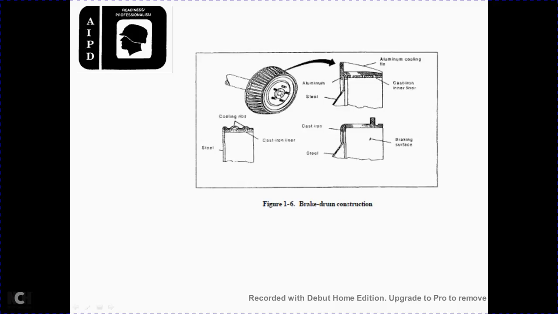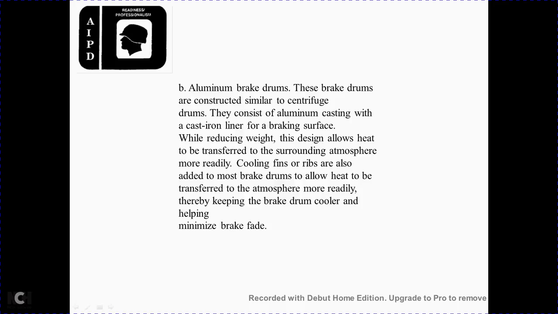1-6, cooling rib steel with a cast iron liner, aluminum steel, aluminum cooling cast iron liner with a steel cast iron braking surface. Aluminum brake drum. The aluminum brake drum is similar in construction to the centrifuse, with a cast iron liner forming the braking surface to reduce the weight. The design allows heat to be transferred to the surrounding atmosphere more rapidly. Cooling fins and ribs are also added to most brake drums to allow heat to transfer to the atmosphere more rapidly, thereby keeping the brake drum cooler and helping minimize brake fade.